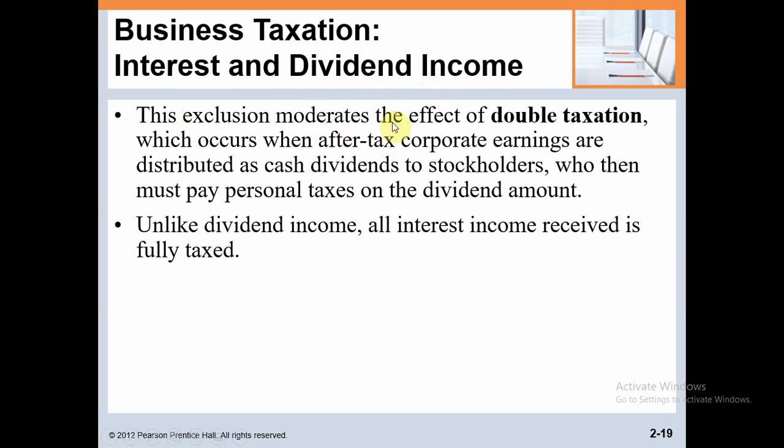So this actually moderates the effect of double taxation, which occurs when after-tax corporate earnings are distributed as cash dividends to stockholders, who then must pay personal taxes on the dividend amount. So unlike dividend income, all interest income received is fully taxed.